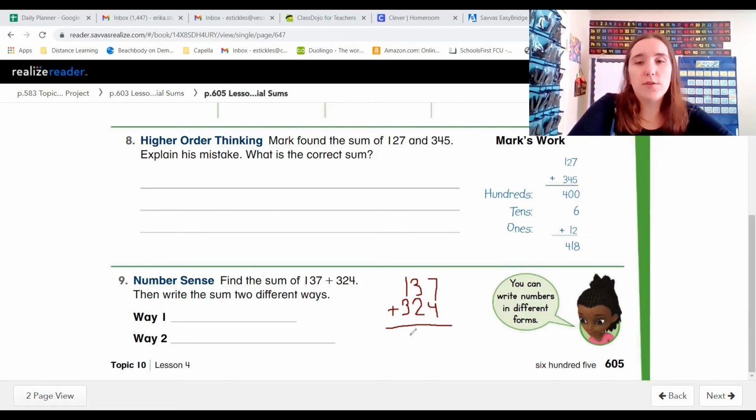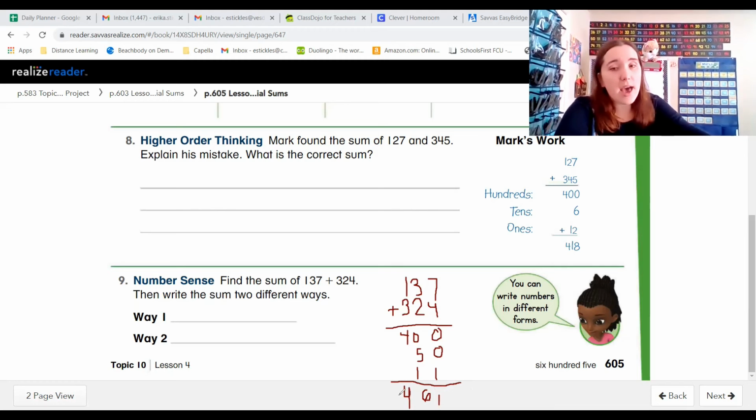100 plus 300 is 400. 3 tens plus 2 tens is 5 tens, or 50. And then in my ones, I have 7 plus 4, which equals 11. So 1 ten and 1 one. And now I just need to add these up. 0 plus 0 plus 1 is 1. 5 tens plus 1 ten is 6 tens. And then I just have 4 hundreds. So my answer is 461.